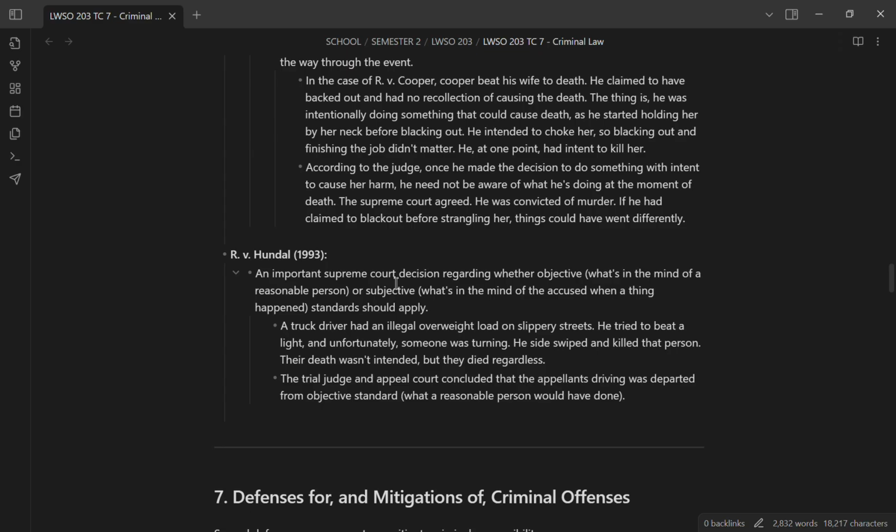So in this case, a truck driver had an illegal overweight load on slippery streets. He tried to beat a light, and unfortunately someone was turning. He sideswiped and killed that person. Their death wasn't intended, but they died regardless. The trial judge and appeal court concluded that the appellant's driving departed from the objective standard, what a reasonable person would have done, and that kind of shaped the way that we apply that standard.